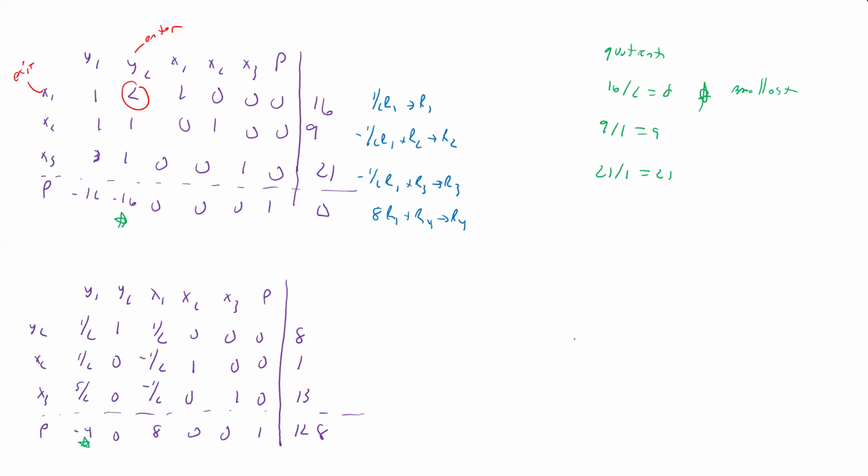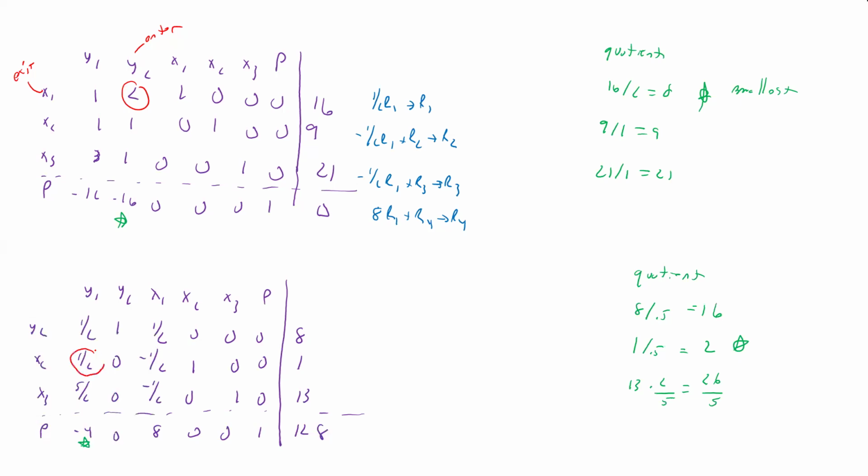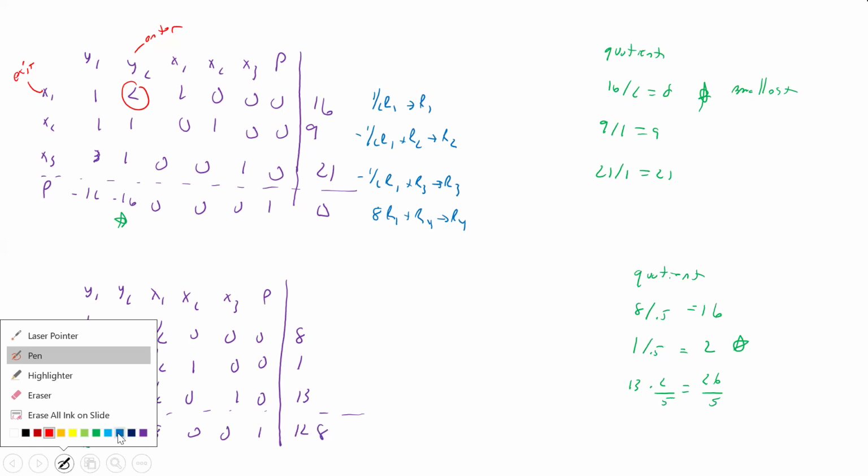All right, so now which one's the biggest negative? Well, it's that one. So now our quotient is 8 divided by a half, so it's times 2, that's 16. Here we have 1 divided by 0.5, so that's a 2. And then we have 13 multiplied by the reciprocal 2 over 5, so it's 26 over 5. So it looks like that's the smallest, and that means we should circle that one and base all of our calculations there.